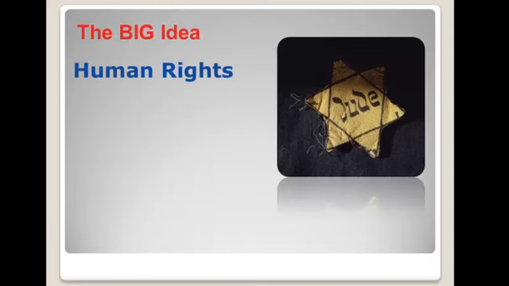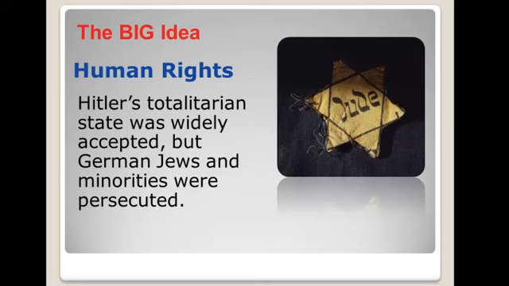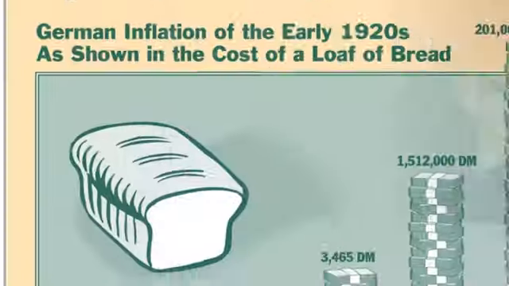The big idea, we're going to focus on human rights. That's one of the ideas that really transcends any period in world history. In particular, we'll take a look at Hitler's totalitarian state, how it was accepted, but it also persecuted German Jews and minorities of all sorts. So again, keep that in mind as we go through today's screencast.